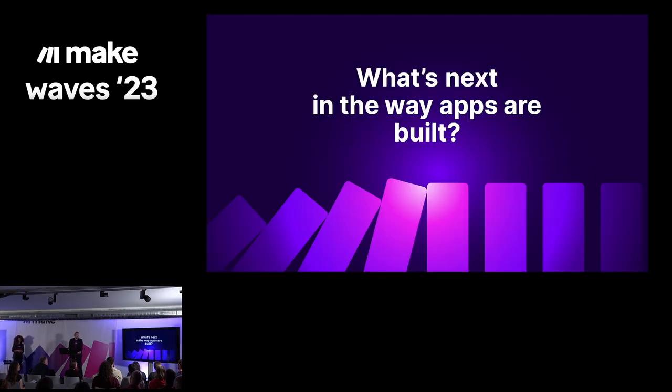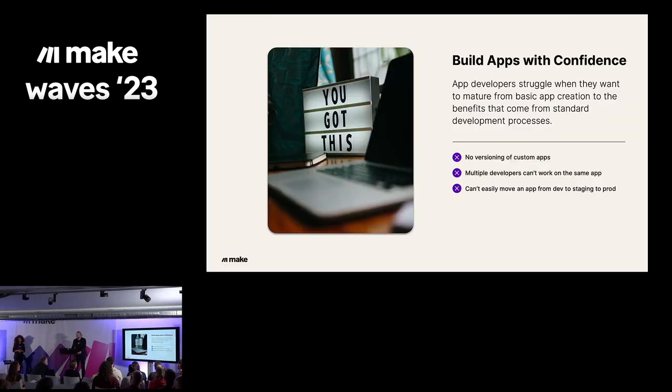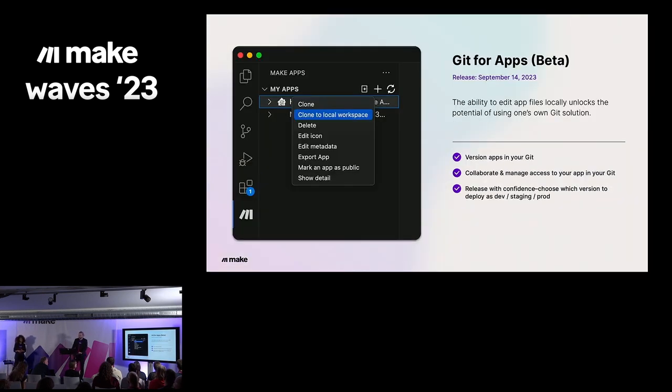What's next? Well, many of those who already build apps are telling us they're lacking confidence while developing apps, and while making updates to apps that are already running. Because there is no versioning of custom apps, you can't invite your colleagues to collaborate with you, and you can't easily move from the stage of development to the stage of production. So what we are doing about that is something we call Git for Apps. It's currently in beta, but you can try it in our VS Code extension.